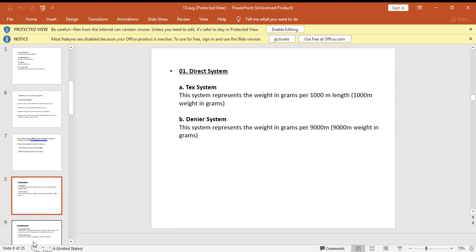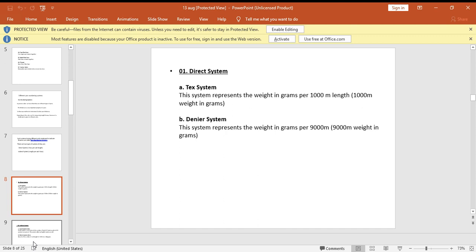So, the direct system is classified again into the tex system and the linear system. The tex system represents the weight in grams per thousand meters of length, that is, the weight in grams of 1000 meters.